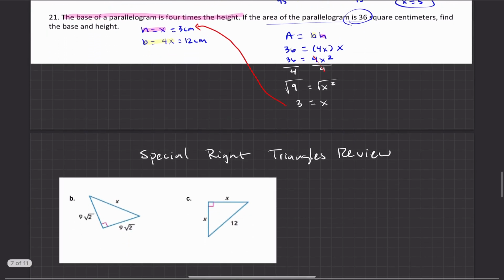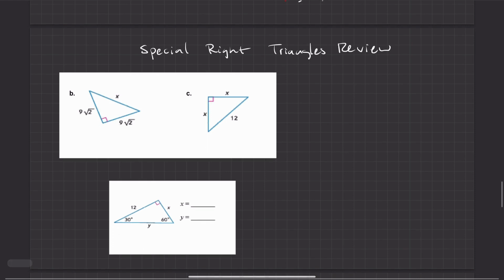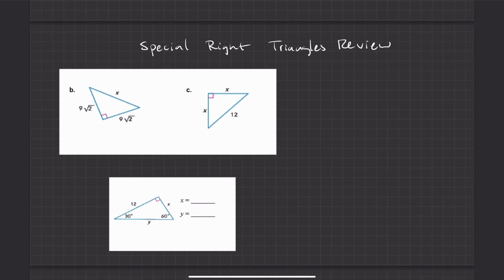All right, this is going to be a little weird because I'm going to review some special right triangles with you. Even though we did some special right triangles, I just want to make sure that you know certain skills when you're doing special right triangles. I do not encourage you to skip this part. I am reviewing this skill with you for a reason.